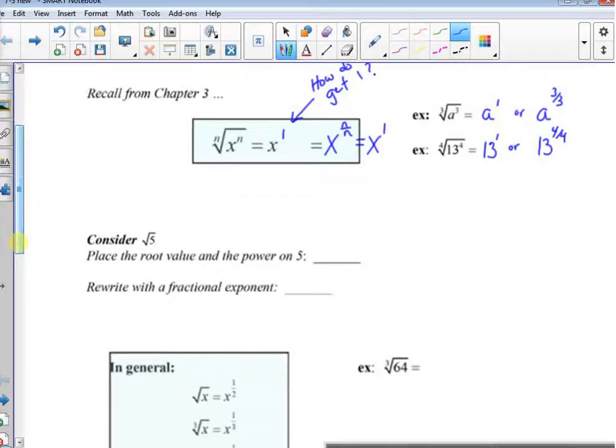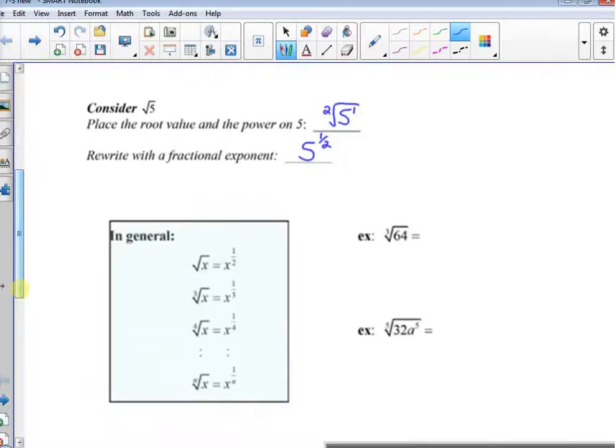So consider radical 5. Now, radical 5 could be written as square root of 5 to the first. Now, I know that 1 divided by 2 is not perfect, but if I wanted to write this using a fractional exponent, I would say 5 to the 1 divided by 2, or 5 to the 1/2. So the square root of 5 is equal to 5 to the 1/2. These radical fractional exponents are going to be important down the road. So we're going to start learning the basics of them now.